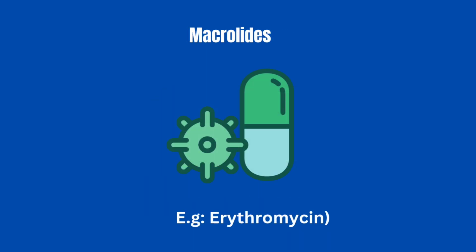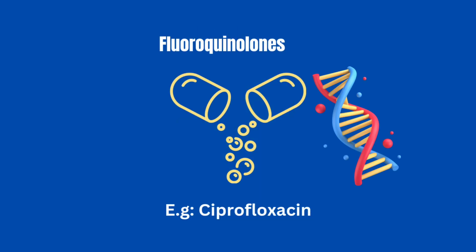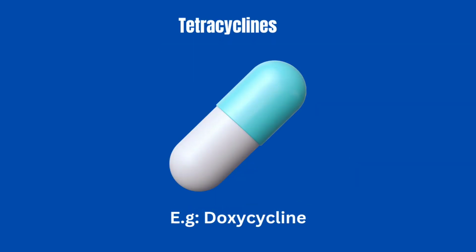The next one on the list is macrolides. This one is a little bit different. They work by stopping bacteria from making the proteins they need to live. Erythromycin is an example of a drug in this category. Another one is fluoroquinolones. This one is kind of special because it directly works by interfering with the bacteria's DNA, stopping them from reproducing. Ciprofloxacin is a drug that falls in this category. Then the last on my list is tetracyclines. They also stop protein production, but in a different way than the macrolides. One of the famous drugs in this category is doxycycline.